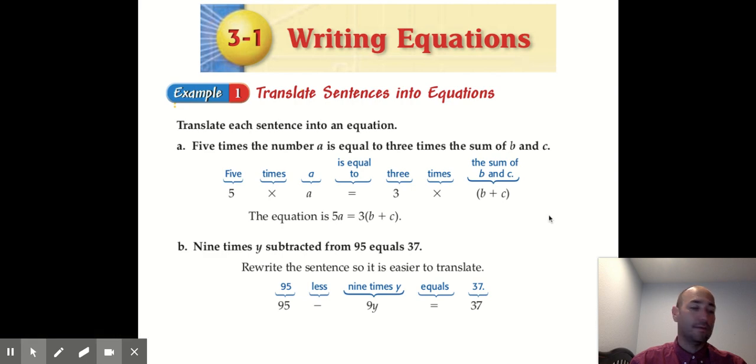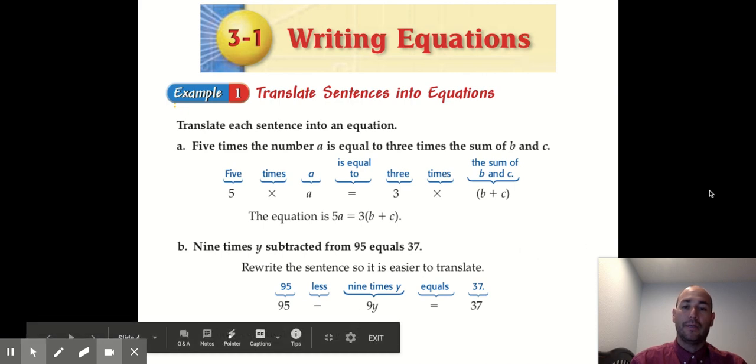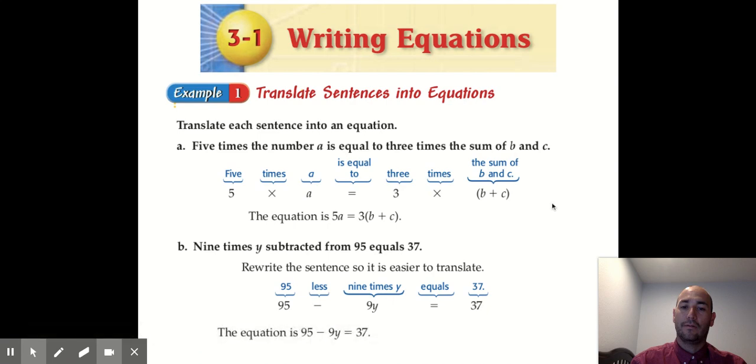So I'm going to go ahead and write it as 95 minus 9y equals 37. And again, just to write it a little bit more succinctly, all right, 95 minus 9y equals 37.